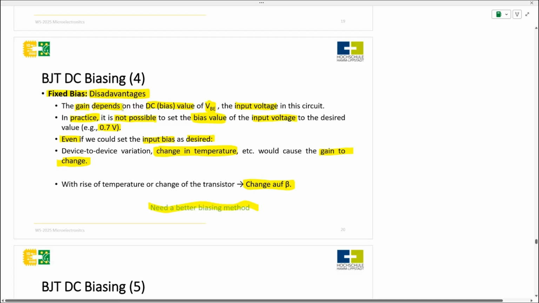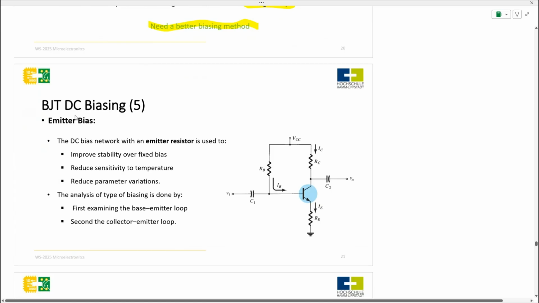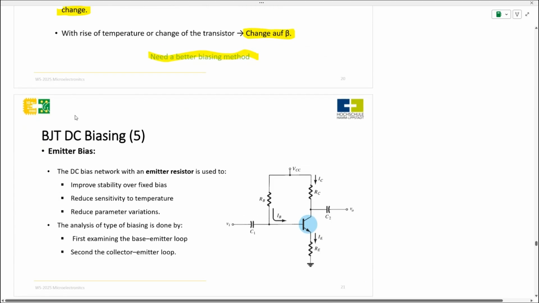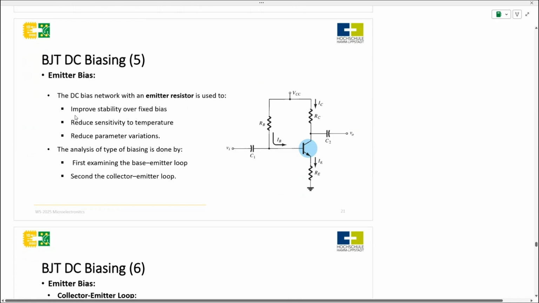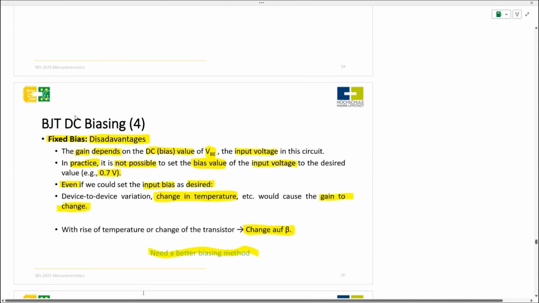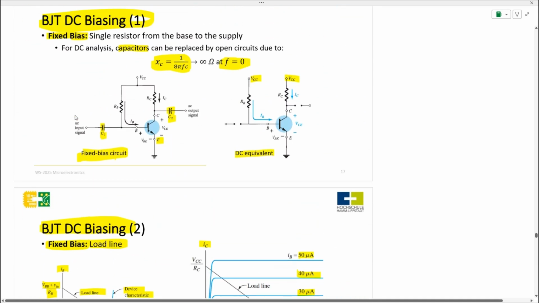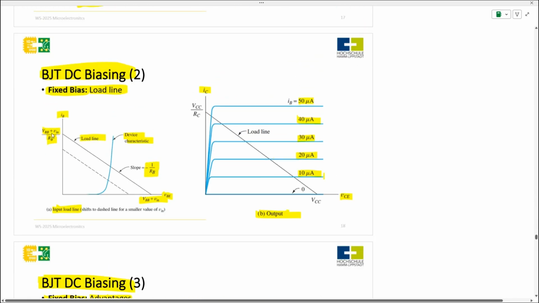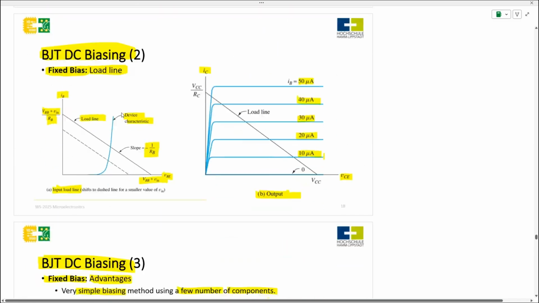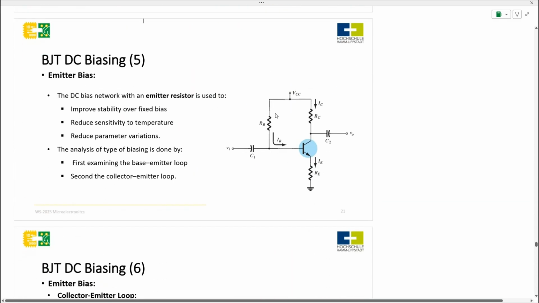Okay, so now we will be talking about the emitter biasing. We did the fixed bias, now we will talk about the emitter biasing. Just a quick look here. This is our fixed biasing, but it looks like this one is just the same as this one. But it's okay, let's learn more.